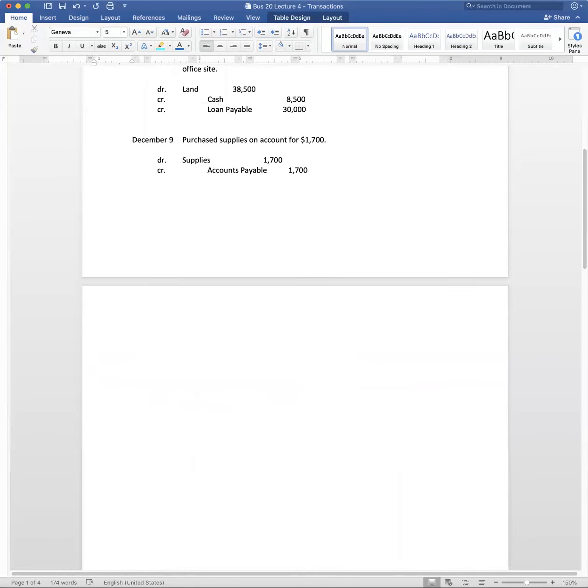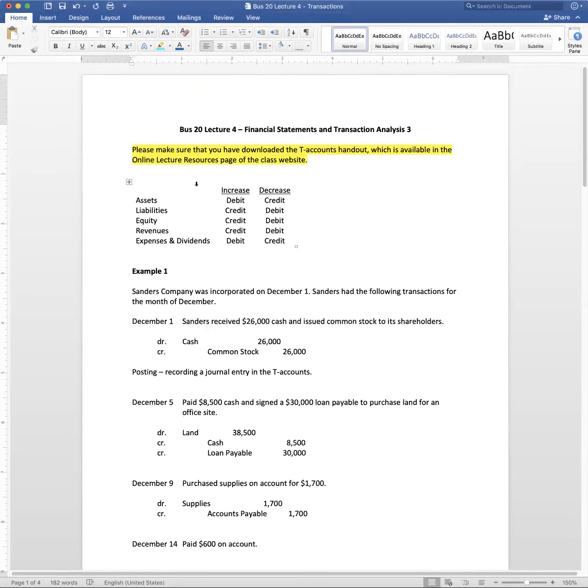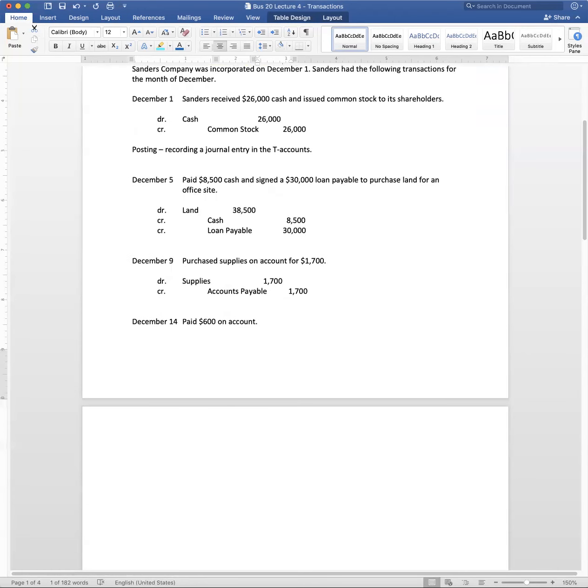All right, let's try our next transaction. On December 14th, we paid $600 on account. So this is short form, but essentially it means that we're paying off our accounts payable, right? So we're paying $600 off of our accounts payable. All right, so what's involved? Obviously accounts payable, right? That's what we're paying off. Accounts payable is a liability and we are paying it off, so we are decreasing our debt. So that's going to be our debit.